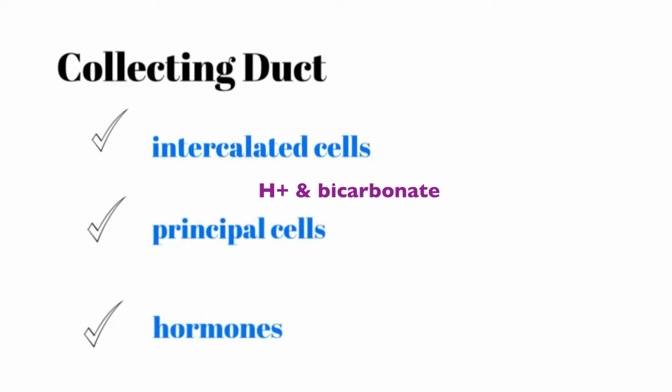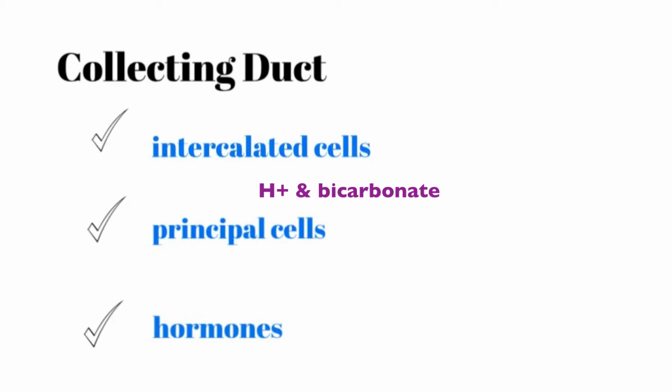When I say via the intercalated cells, moving from the interstitial space or the extracellular fluid across the basal surface of the simple cuboidal intercalated cells, across the apical surface of these cells into the lumen, so we can excrete either the hydrogen ion or bicarbonate, and all of that has to do with pH homeostasis.